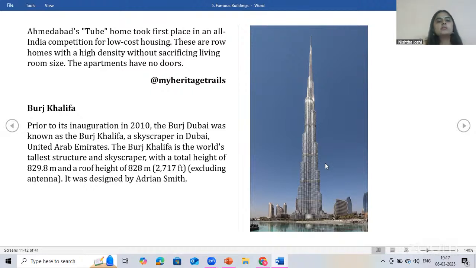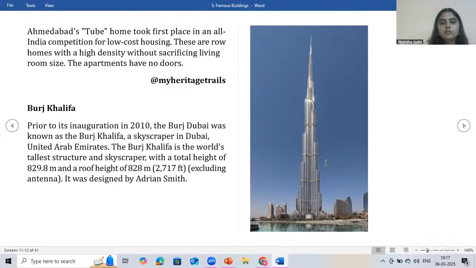Next famous monument or famous building is Burj Khalifa. Burj Khalifa, as you all know, is the tallest structure currently in the world. Prior to its inauguration in 2010, the Burj Khalifa was known as Burj Dubai. It is a skyscraper in Dubai, UAE. It is designed by a team headed by designer Adrian Smith, and it is the tallest skyscraper with a height of 829.8 meters.